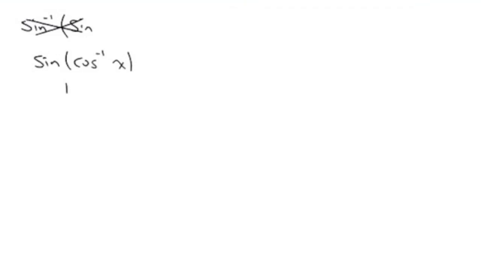If I draw a picture, I get to choose what I'm going to let x be. So I'm going to let x be in the first quadrant. Is it x degrees? No, it's the ratio. Since it's cosine, the ratio is x over 1. So the x represents the adjacent, so that would be this side. One is the hypotenuse. What's the third side?